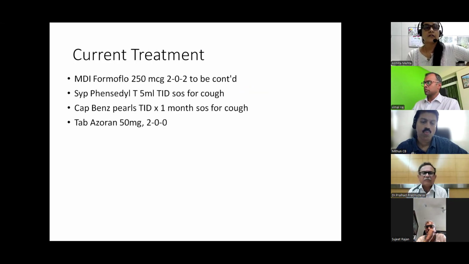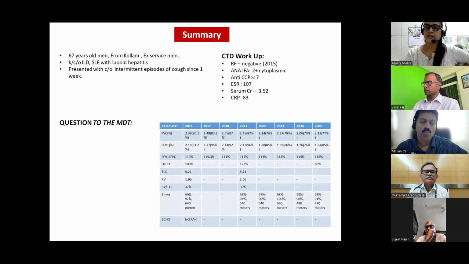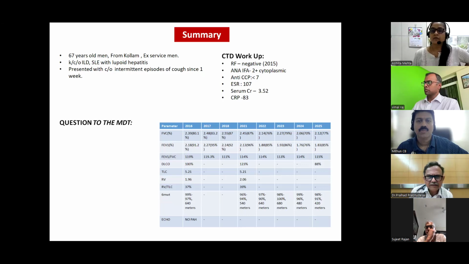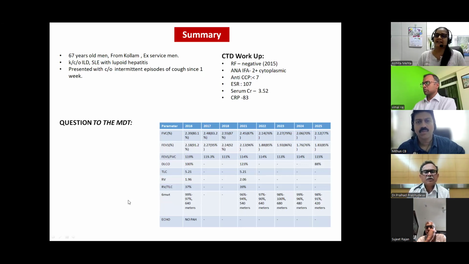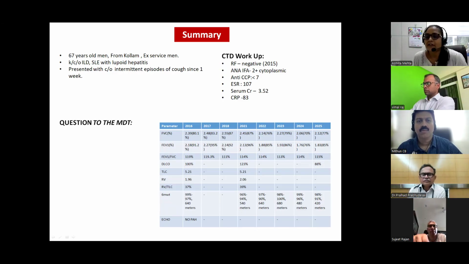This is what I thought. The problem here, sir, is that he had lupus hepatitis and lupus nephritis. I believe that is also happening, right, Mithun? He had hepatitis and he had nephritis. So is there any chronic liver disease? He has chronic liver disease. So that's another problem.